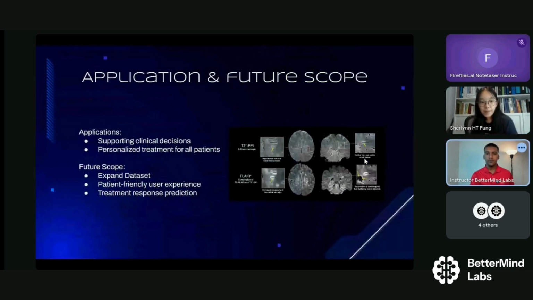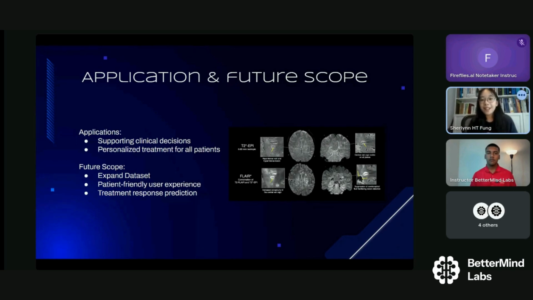Understood. Okay. And more onto application and future scope, which is how we use our project. First of all, for applications, we hope this project would support clinical decisions, and we hope that this project could also provide some personal treatment and diagnosis for all patients, but it would be mainly used for educational purposes for now.